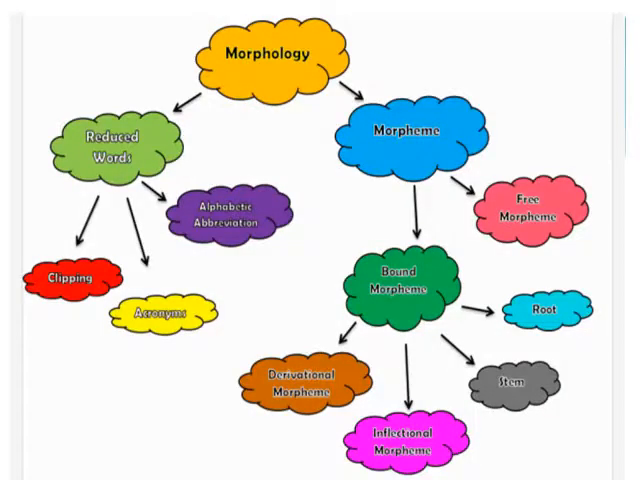This is a cloud presentation of morphology at a glance. If you divide morphology into two major sections, you can see on the right section reduced words and on the left section morpheme. Reduced words means clipping, acronym, alphabetic abbreviation, which I will discuss in another slide another day. But today's lecture is on morpheme, which has been divided into subsections like free morpheme and bound morpheme. Bound morpheme is also divided into other subsections like derivational morpheme, inflectional morpheme, stem and root.